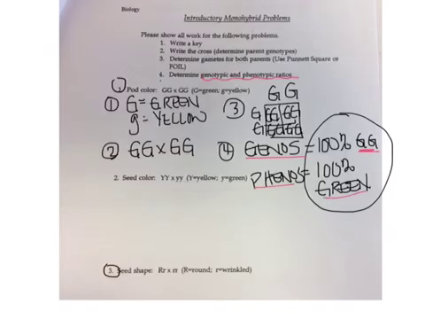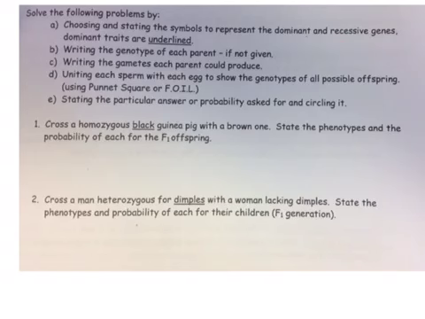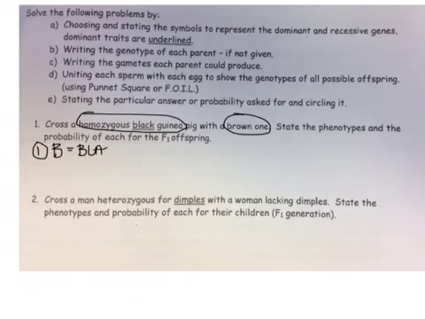All right, finish 3 and 4 on page 9 and 10. Then in class, we started to do some word problems. Again, you're going to show the same 4 steps. So, it says, cross a homozygous black guinea pig with a brown one. If it helps you to circle the parents, do so. First step is the key. Remember, when it's underlined, that means that that is the dominant trait. So black is underlined, so our big B is going to be black. Little b is brown.